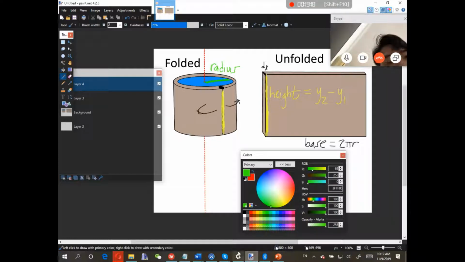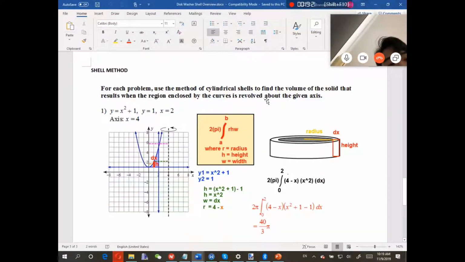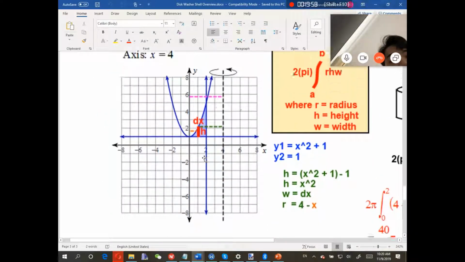Okay, so here's what it looks like for another example. I've got this space between y equals x squared plus 1 and y equals 1 that I want to spin around the line x equals 2. So if I do, I'm going to have a radius, which is my distance from where the box is right now that I'm creating a cylinder out of. So that box I will spin around my axis of rotation to create a cylinder. Okay, so it looks something like this.